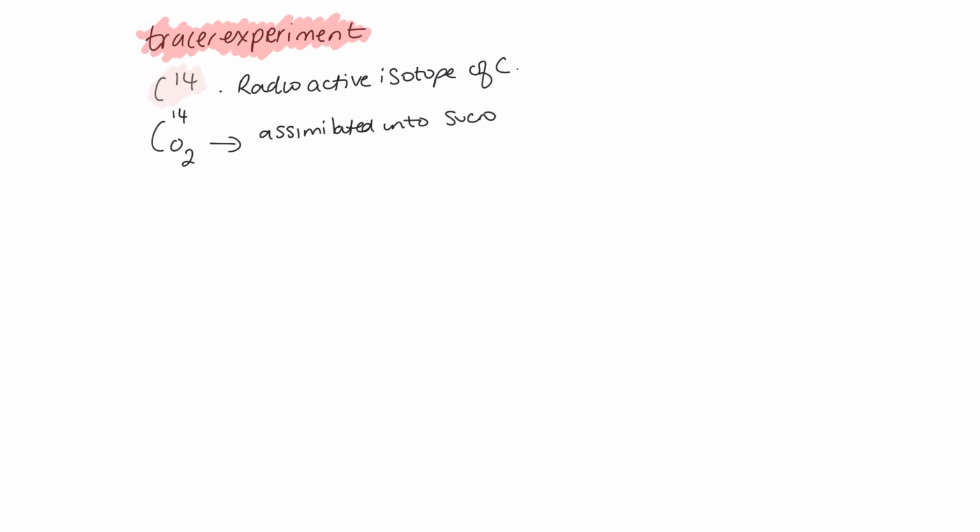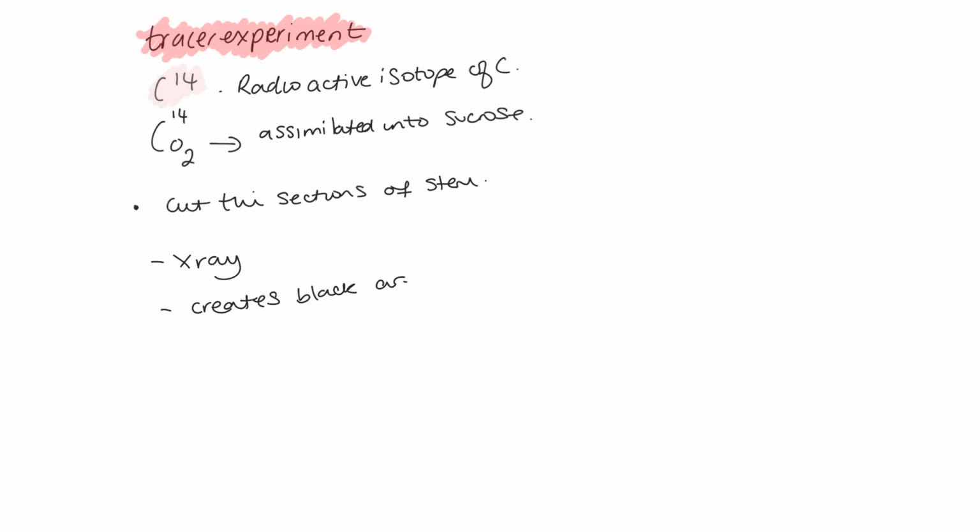So what you would do essentially is you would cut really, really thin sections of your plant stem and you would put them on a piece of X-ray film. The film becomes blackened where it's exposed to the radiation, which is produced by the radioactive isotope of carbon in the sugar. And then what you see is these blackened regions, they correspond to where the phloem tissue is in the stem. And this shows us that it is the phloem that is responsible for translocation.